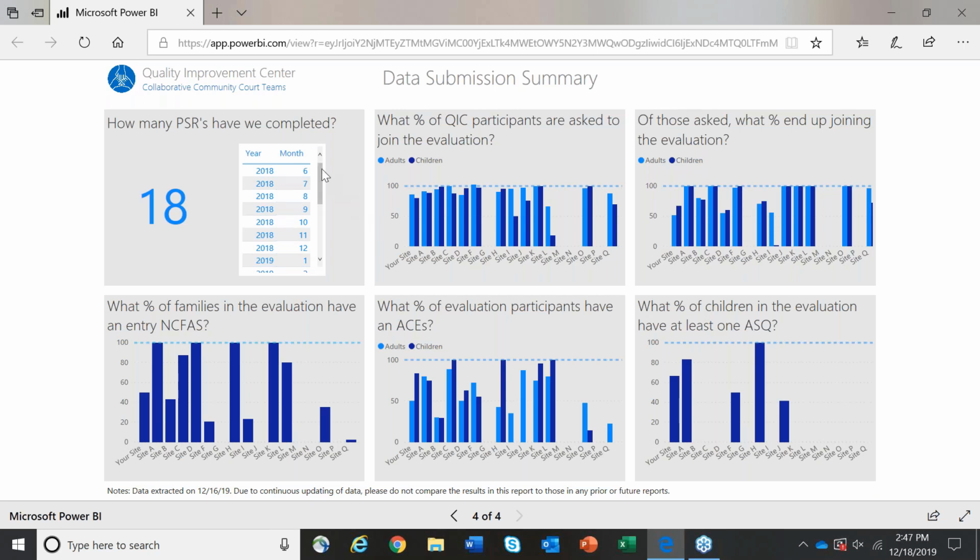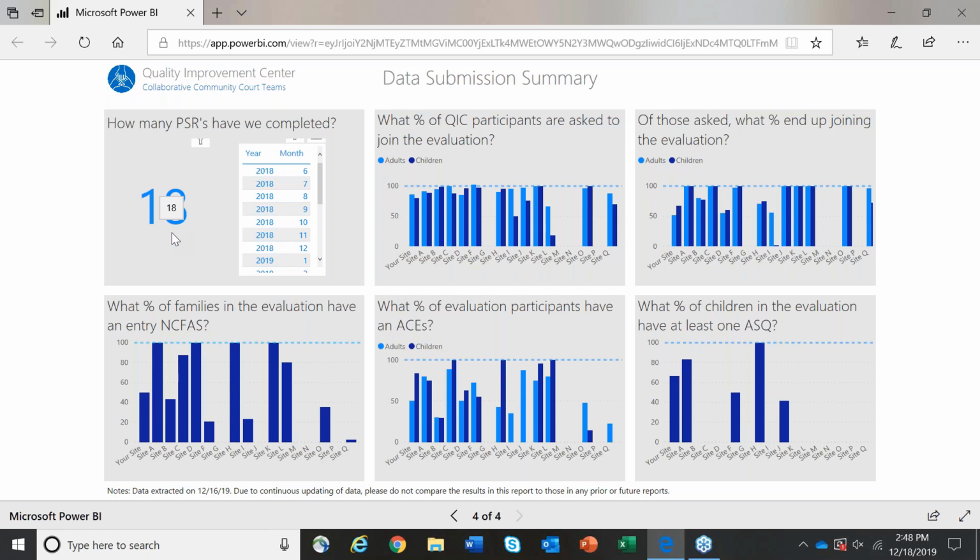If you have a fair number of PSRs and they wouldn't show in the table at this length, you will have a little scroll feature over here, and you can scroll down and look at the rest of them that way. So PSR counts are going to vary a lot from program to program, and that's fine. This number here, the 18, is actually pretty high.